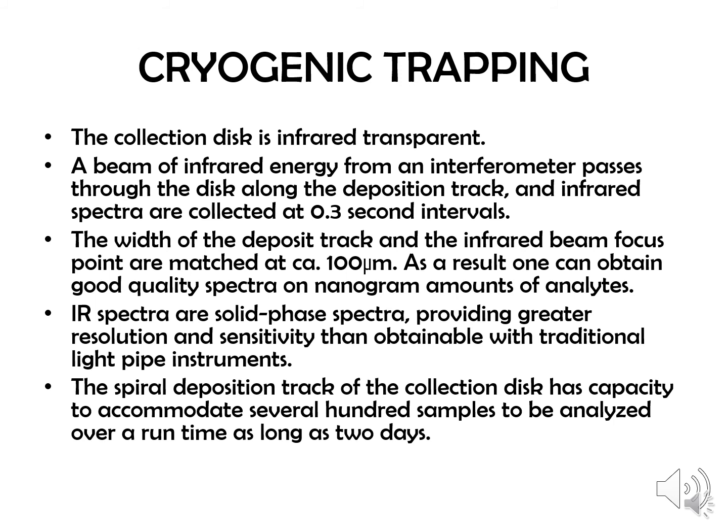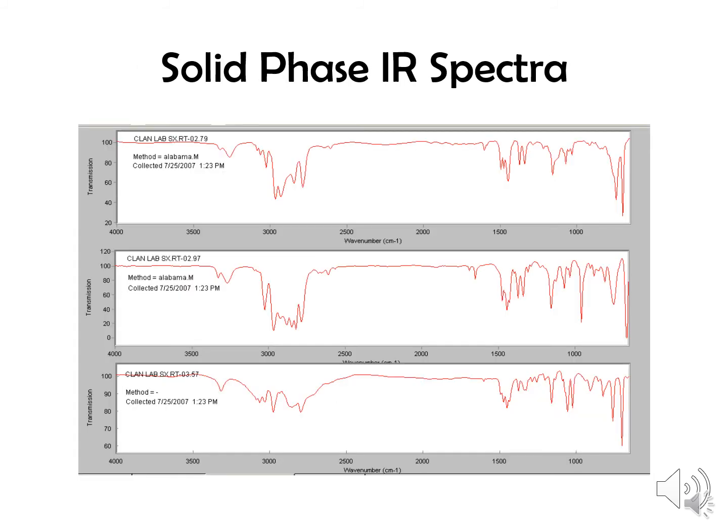The spiral deposition track of the collection disk has the capacity to accommodate several hundred samples to be analyzed over a runtime as long as 2 days. Keep it in there too long, and you're probably going to get some contaminants starting to freeze out on the surface. And here's what I'm talking about. Here are some of the infrared spectra that you get using this technique. Usable, but not as satisfying as what you get with the vapor phase, or what you'll see with the matrix isolated.